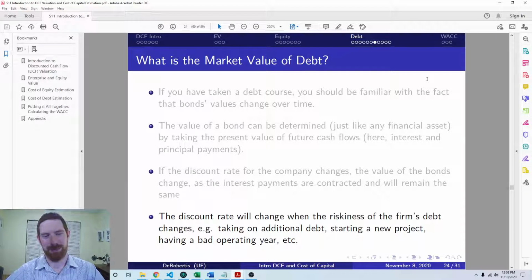Or even just having a bad year can change the cost of debt or discount rate for the company because they have to make those payments on their interest, and that's what debt investors are concerned about. If all of a sudden they're less profitable this year and they're only barely able to make that interest payment, that's a very negative signal for going forward in their ability to pay the future interest payments. And so that raises the discount rate.